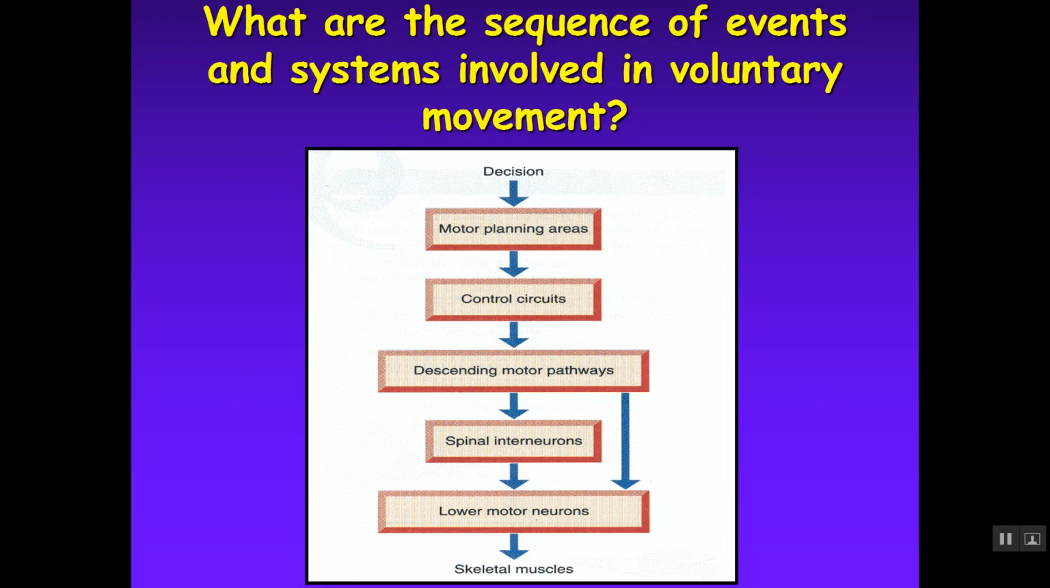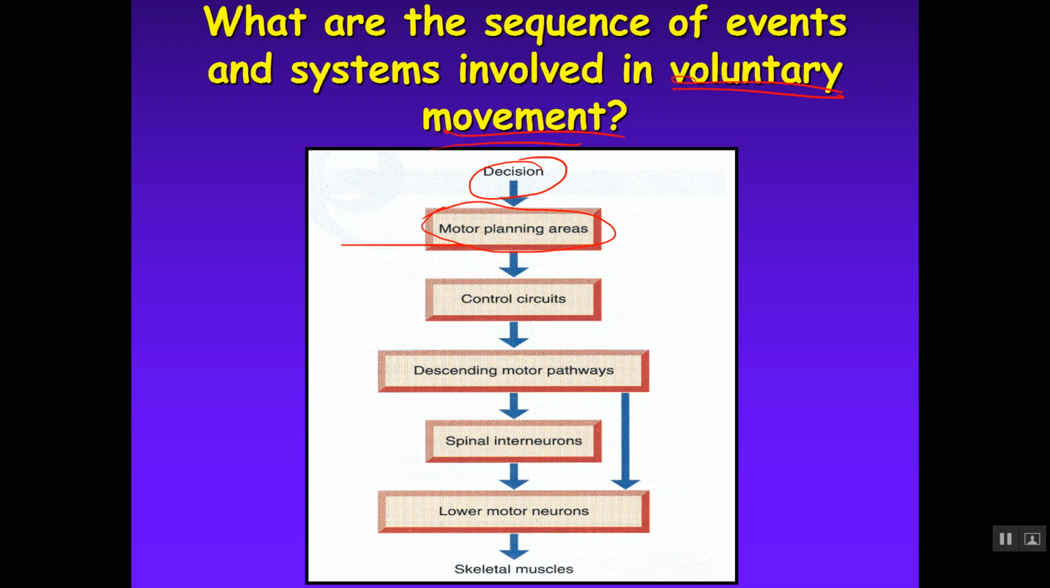So here's that sequence again that I've already explained. You make a decision to move. This is voluntary movement, okay? You decide to move. That starts in the motor planning areas, which are the premotor and supplementary motor areas. Those are just in front of the primary motor strip, okay?